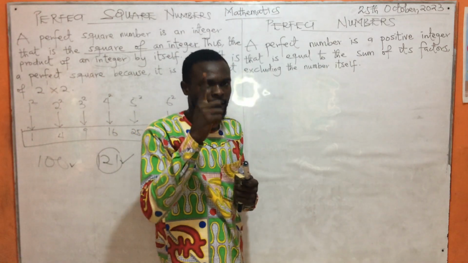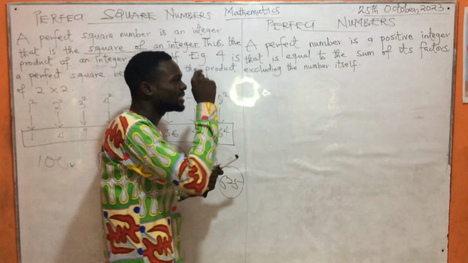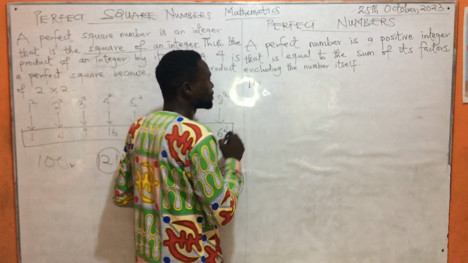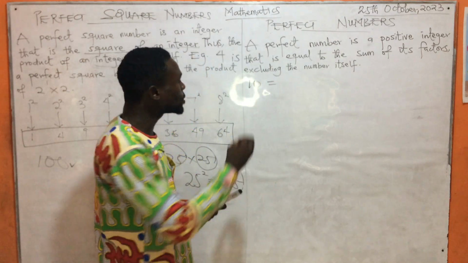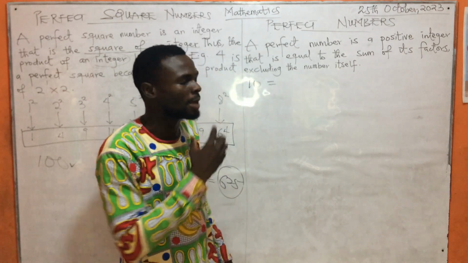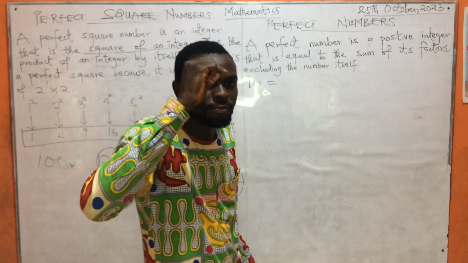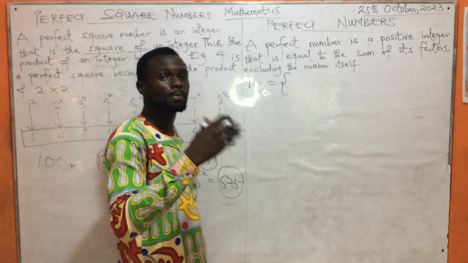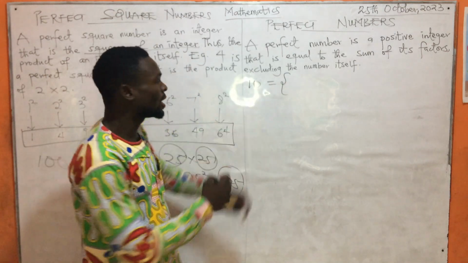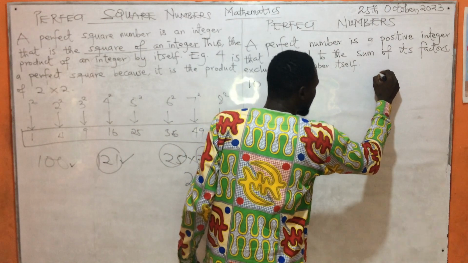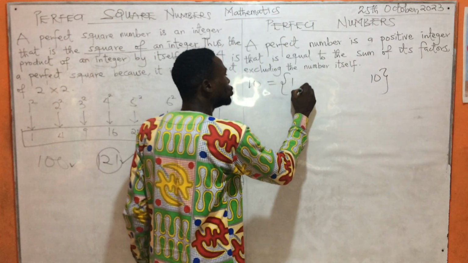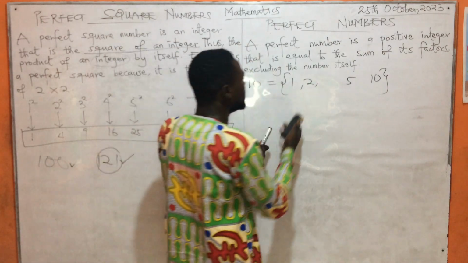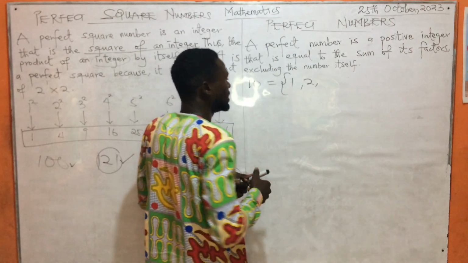So let's take the number 10. Let's determine whether 10 is a perfect number or not. If I take 10, what are the factors of 10? Because before I can know that 10 is a perfect number, I have to know the factors of 10. The factors of 10 are two numbers being multiplied that can give us 10. So we can start with 1 and 10. We can go to 2 and 5. So the factors of 10 happen to be 1, 2, 5, 10.